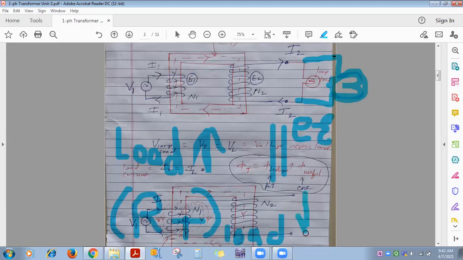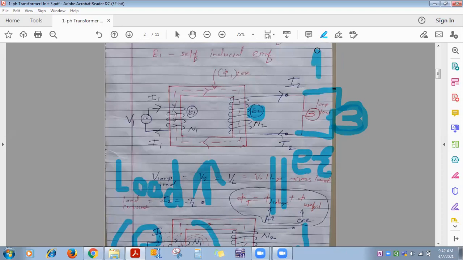Resistance decreases. Resistance is decreasing, voltage is constant. So what will happen with current? Current increases. Got it? Okay. So as you go on increasing, what is the conclusion?